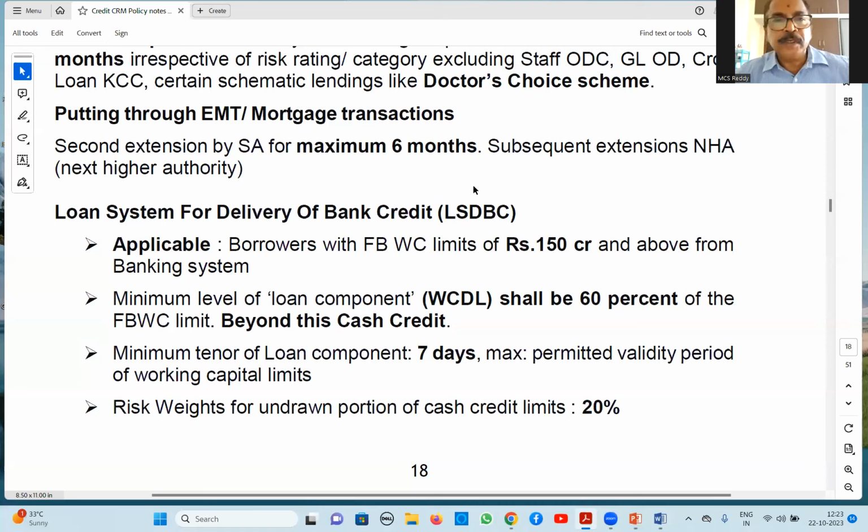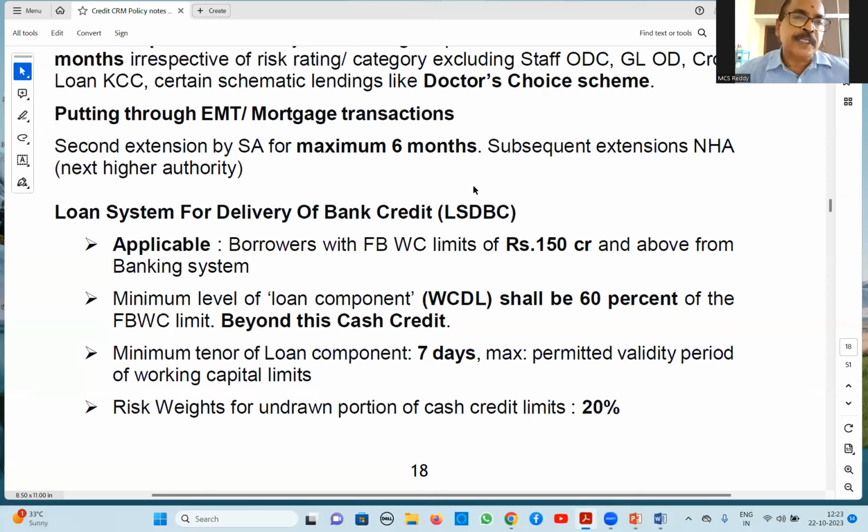Normally, we will monitor very closely. So EMT is generally mortgage. In case of retail lending takeover, also housing loans, we say within 30 days EMT is to be created. We'll say like that. So at the time of sanction, for creation of mortgage, time will be given.